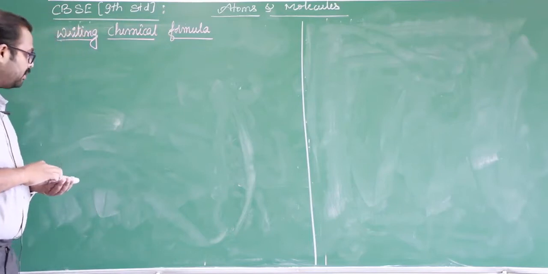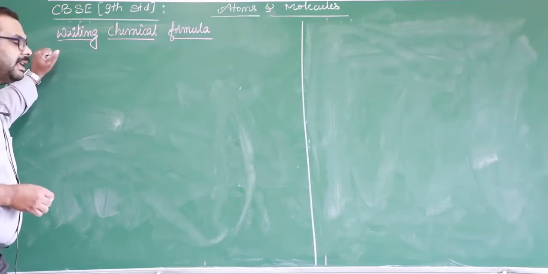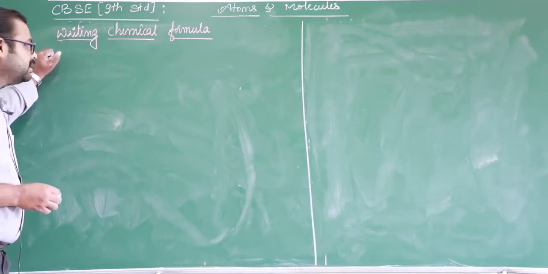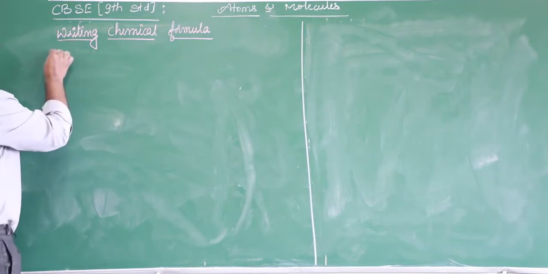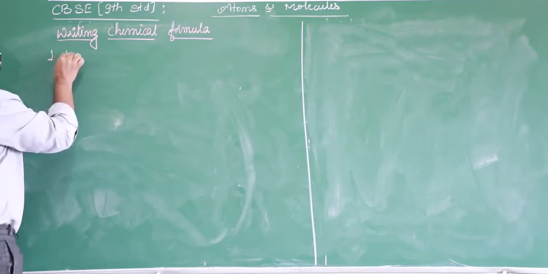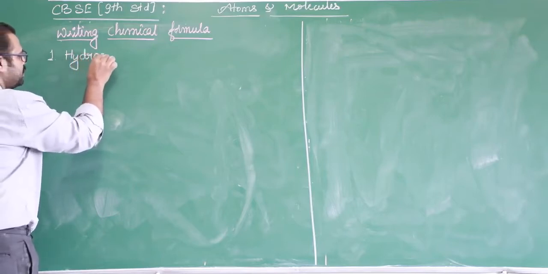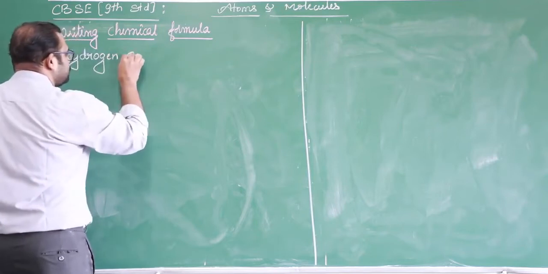While writing a chemical formula, as I said, we should know the symbol as well as the valency. There are some rules we have to follow while writing a chemical formula. Let's see with an example, then it will become easy for you to write. Say, for example, hydrogen chloride.